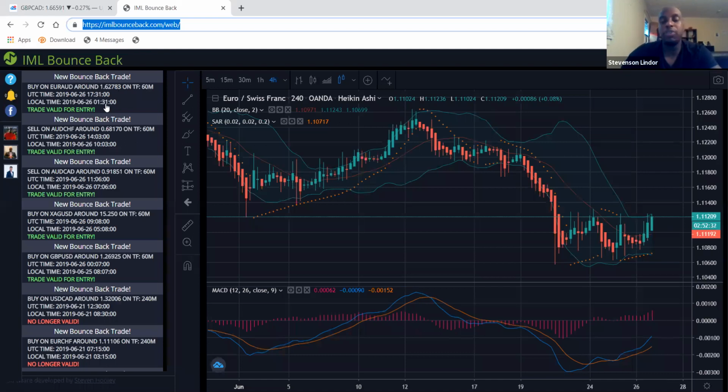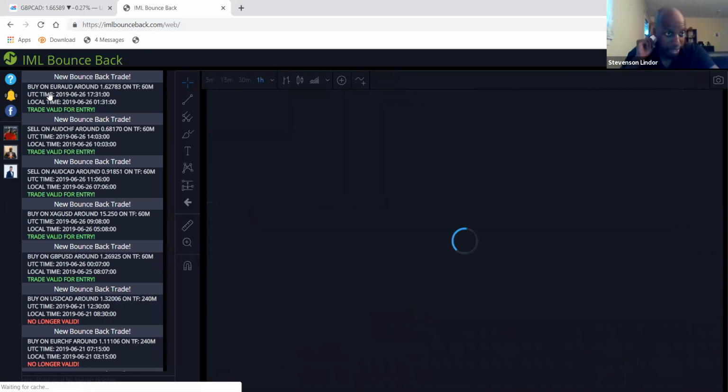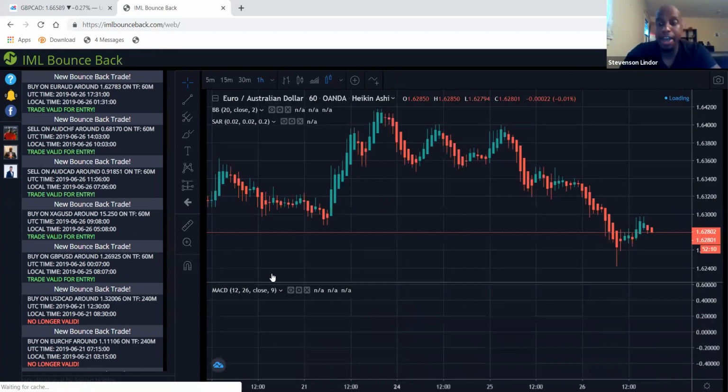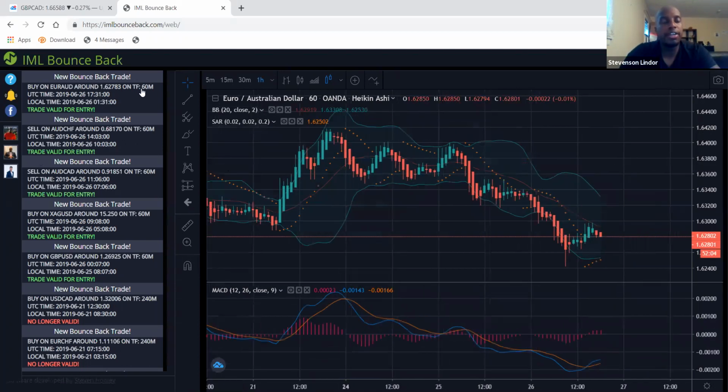The thing is, when it comes to software, you always want a system around it. You never want to just buy and sell using a software. That's where a lot of people go wrong. So what Bounce Back will do is call an opportunity. Let's look at this opportunity on Euro AUD for a second. Bounce Back is looking for a buy on Euro AUD. I'll call a trade on a time frame, right here on the 60-minute time frame.